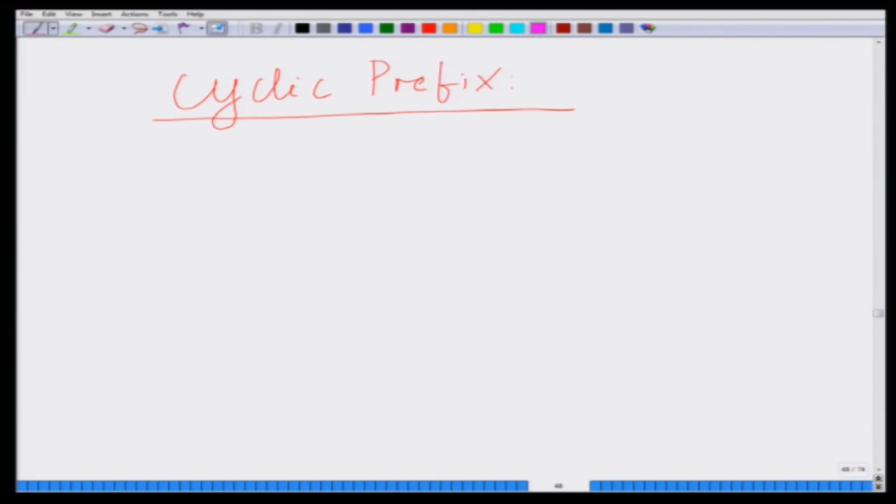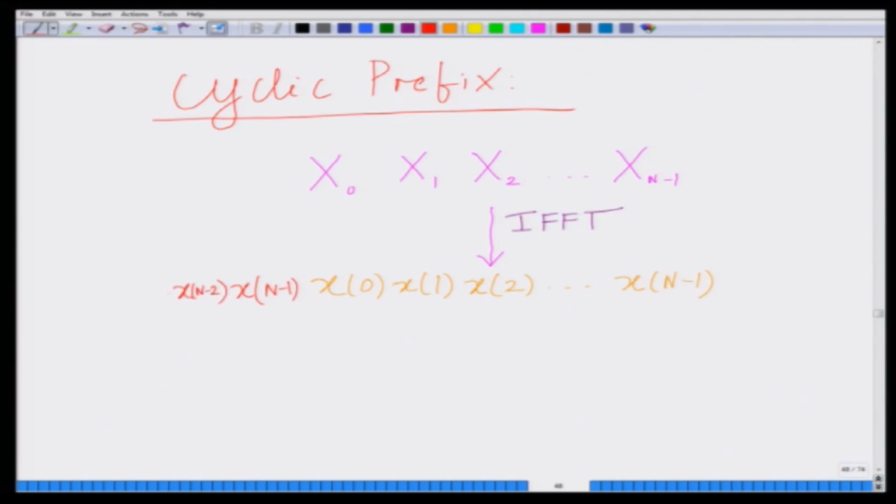What is the cyclic prefix? Now, let us look at the cyclic prefix. I am transmitting, let us consider the symbols x0, x1, x2 up to xn minus 1. These are the symbols that are loaded onto the various subcarriers. I am taking the IFFT to generate the samples x of 0, x of 1, x of 2 until x of n minus 1. Now, instead of directly transmitting these samples, I am going to add a prefix x of n minus 1, x of n minus 2, so on x of n minus L bar.